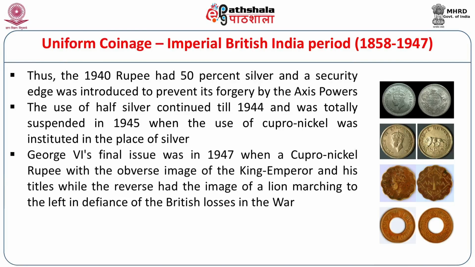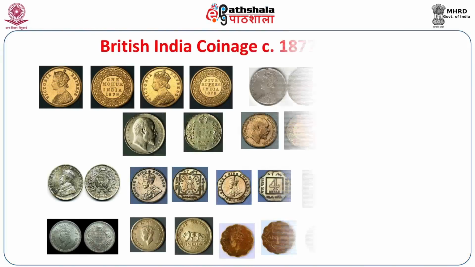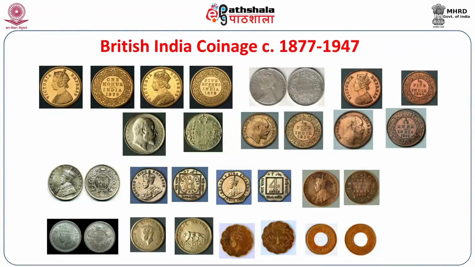Thus, we find George VI issued a final issue in 1947, a cupronickel rupee with an obverse image of the King Emperor with his titles, while the reverse has the image of a lion marching to the left in defiance of the British losses in the war. This issue was continued in circulation in the newly independent states of India and Pakistan. In India, it was continued till 1950 when India became a sovereign republic. These are some of the coinages we have illustrated during the period of British India from 1877 to 1947.